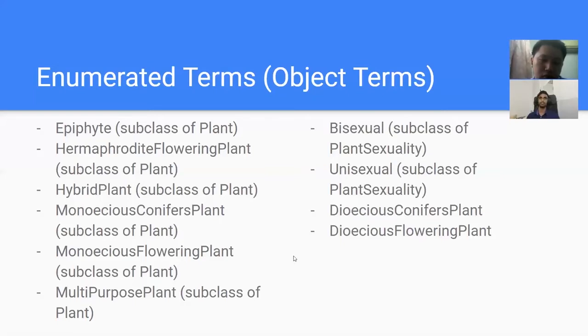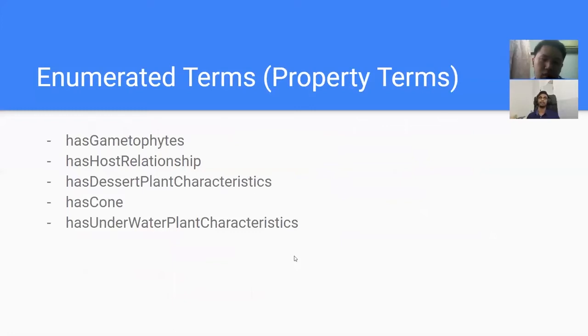For the property terms, we have has gametophytes, has host relationships, has desert plant characteristics, has cone, has underwater plant characteristics. These are some enumerated terms for properties. Has gametophytes is a functional property used to describe a plant that has either male or female gametophytes. Gametophytes are responsible for the production of gametes, which are reproductive cells. The gametes can be either male or female cells.